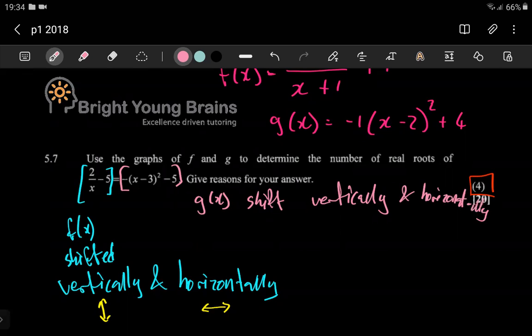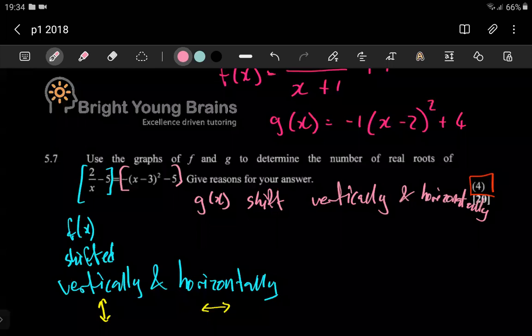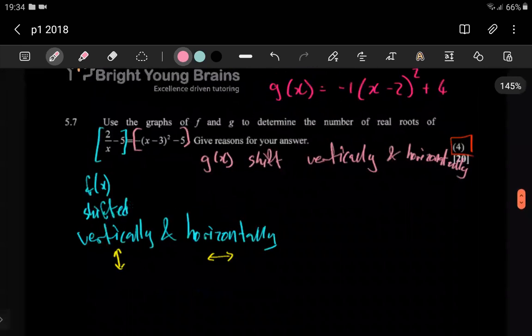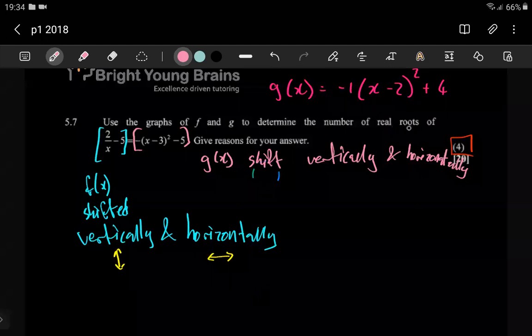Charlie, you see, it's not like a guess, it's more like intuition. It's just how it is with some of these questions. And you can see it's like the last question. So having said what I've said, let's read the question again. It says here, use the graphs of f and g to determine the number of real roots of this equation.